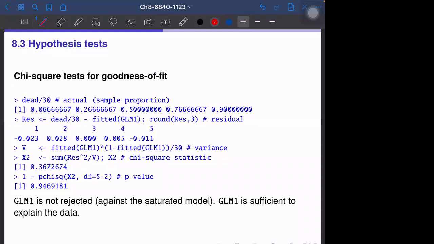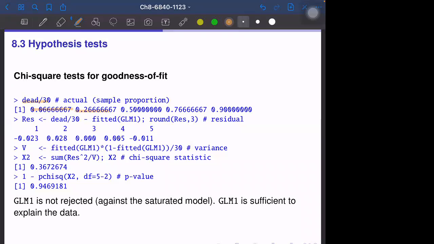And lastly, we discuss chi-square tests for goodness of fit. So this isn't included in the textbook, but we have studied the theory. So just one example. So this is basically comparing observation and the fitted value. So at first we think about observation. So this is the sample proportion, basically the data for sample proportion. And the sample proportion is the dead divided by 30. So remember that the sample size is 30 for all lines. So first one, about 7%, 27%, 50, 77, and 90%.